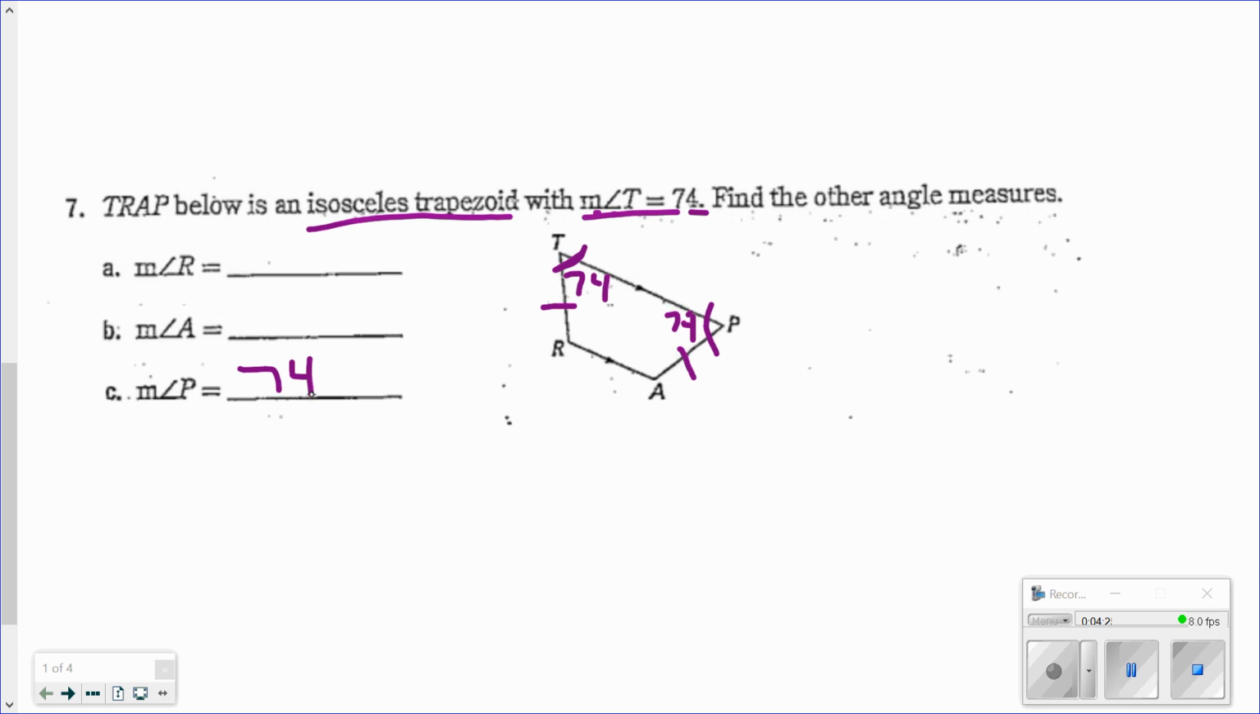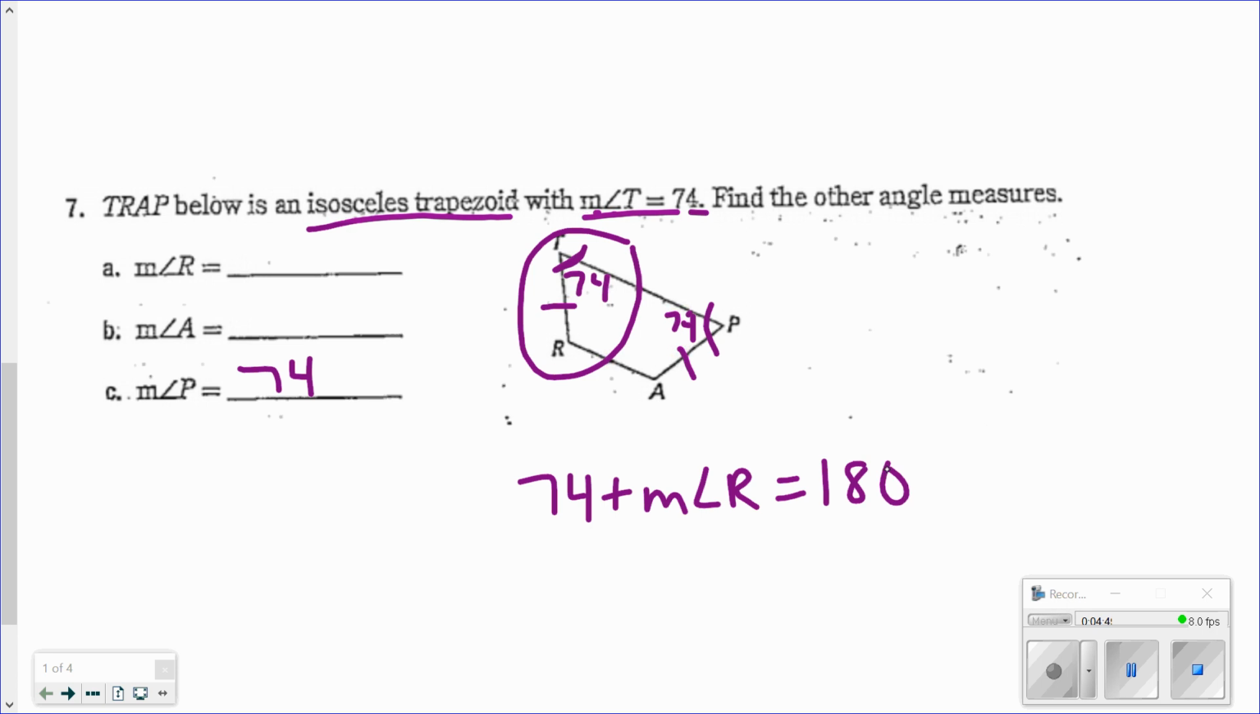Now we need to figure out the measure of angle R and angle A. Now, since this is a quadrilateral, we know that these consecutive angles are supplementary, meaning that they add up to 180. So I know that 74 plus the measure of angle R is going to equal 180 degrees. If I subtract 74 from each side, the measure of angle R then is equal to 106. So this would be 106. If the measure of angle R is 106, we also know that the measure of angle A is also 106.